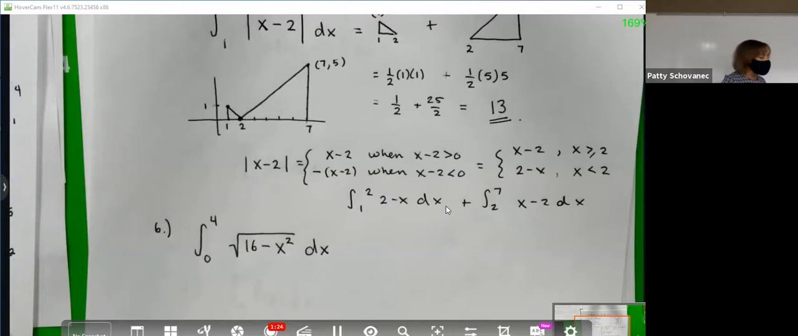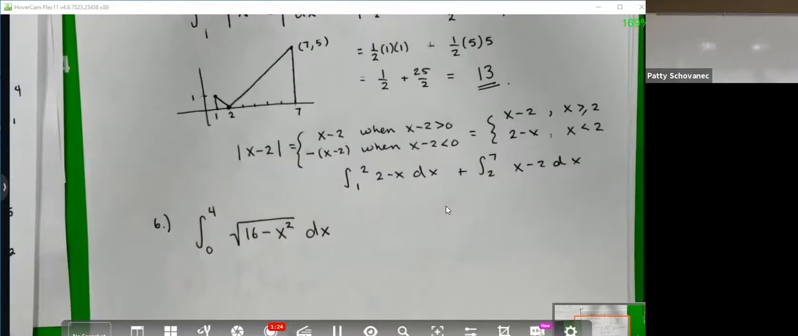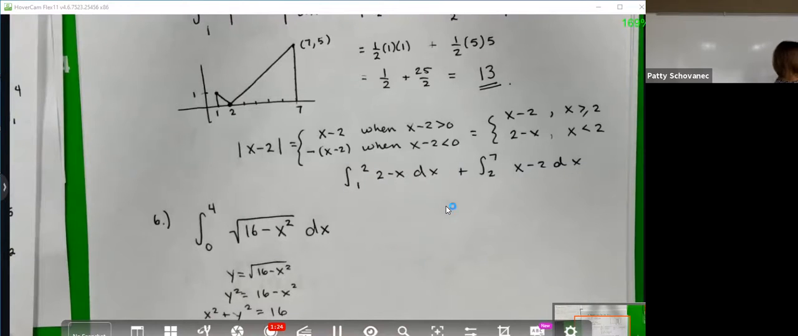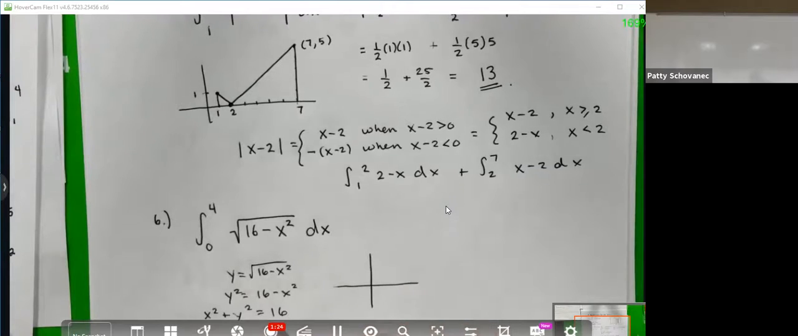Draw a picture. What does the graph of y is equal to the square root of 16 minus x squared look like? And then what does it look like between 0 and 4? Does anybody know what this graph looks like? Top part of a circle, right? You square both sides, you get y squared is 16 minus x squared. It's the circle x squared plus y squared is 16. Since I use the square root, I just have the top half of that circle, centered at the origin of radius 4.